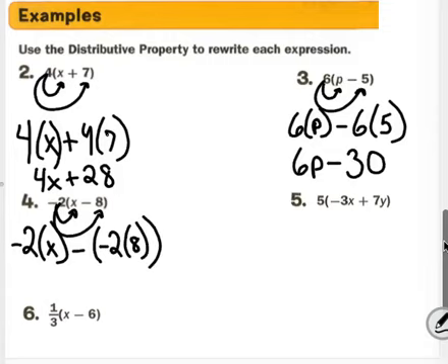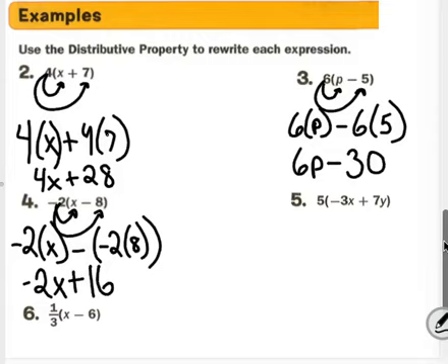All right, so negative 2 times x is negative 2x. And then negative 2 times 8 is negative 16. But since I'm subtracting negative 16, that's the same as adding a positive. So I'm just going to change that right away to negative 2x plus 16.